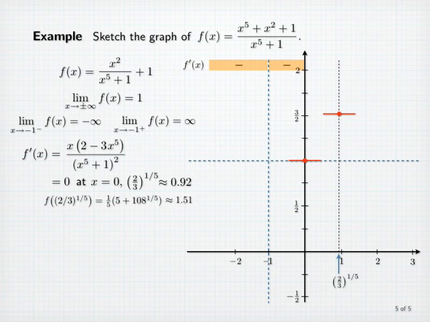When x is between 0 and the fifth root of 2/3, the factor x becomes positive, and so f prime of x on that interval is positive. And if x is greater than the fifth root of 2/3, the 2 minus 3x to the fifth factor becomes negative, and so f prime of x is negative for x greater than the fifth root of 2/3.